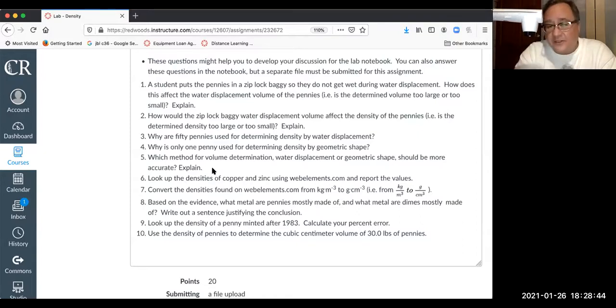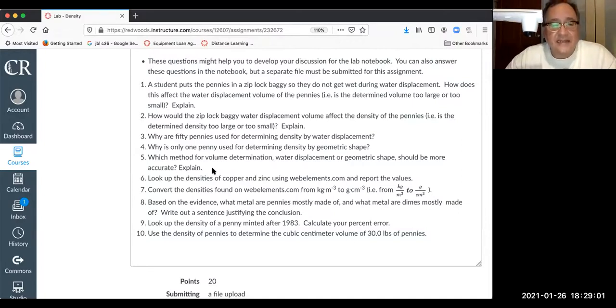And then I asked some other questions. 3 and 4, there's no real calculation. 5, no calculation. 6, no calculation. But 7 does have a calculation. Convert the density. So you should put that into your calculation section.